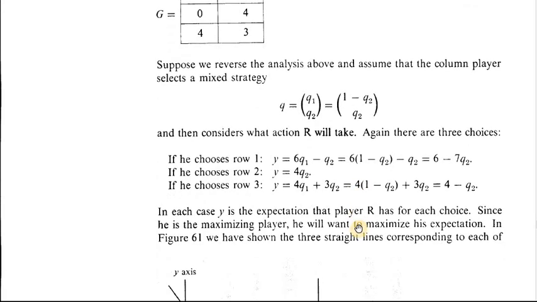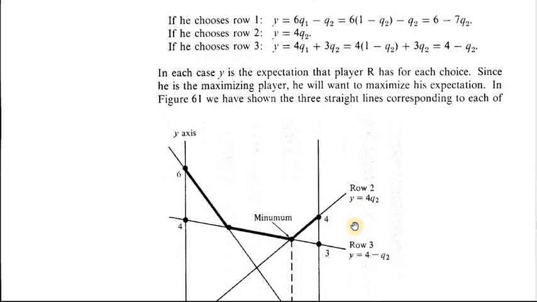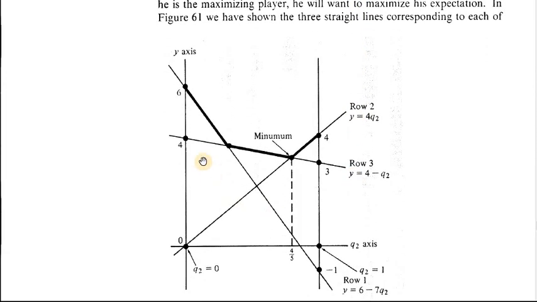You plot all of these. And remember now, these represent the choices of the row player. The row player is always going to choose his maximum payoff. So for instance, down here when Q2 is small, maybe Q2 equals 0.1, then the row player is going to choose row 1 because that's going to give him his biggest payoff. In between here, he's going to choose row 3. Here, he's going to choose row 2.